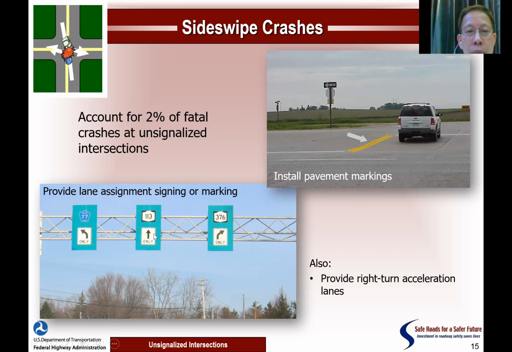Okay. The sign like this means route 113 go take this lane only. Route 376 stay on the right. Okay. If you want to get into state route number 77, I think this is like a toll road, you should be on the left.